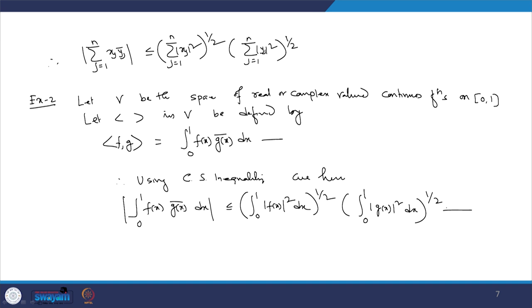We will discuss more problems in my next classes. I hope the concept of the inner product space and some properties of inner product spaces are clear. Now let me introduce one more interesting terminology, called orthogonal vectors.